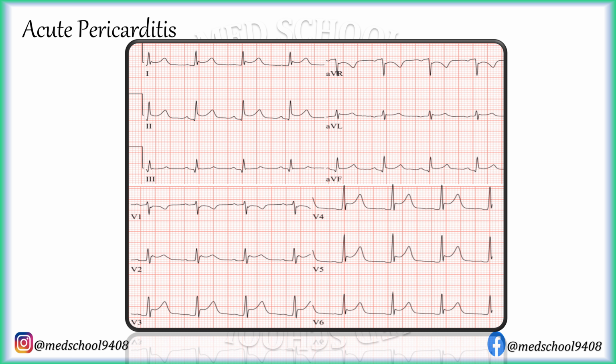In this ECG, there is diffuse concave upward ST elevation. PR segments are below the TP segment, hence PR segments can be considered depressed. There is ST depression in lead aVR and V1. As P waves are inverted in these leads, PR segments are elevated. All these features are classical of acute pericarditis.